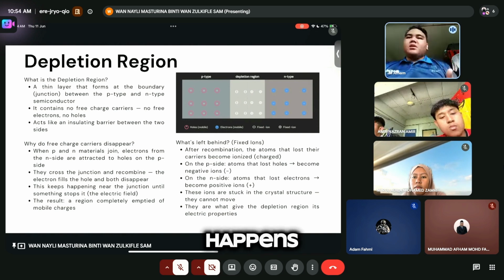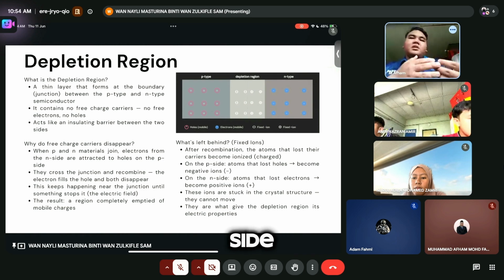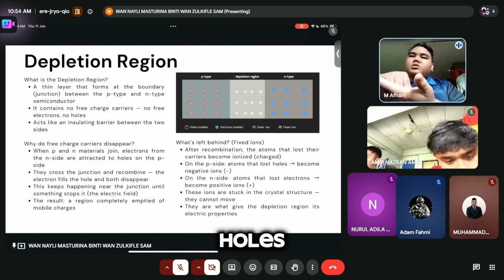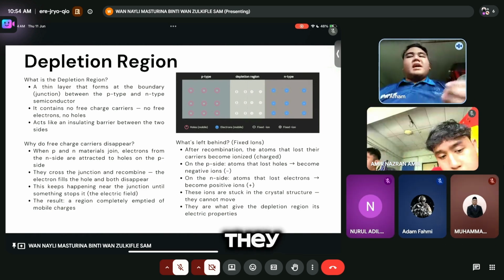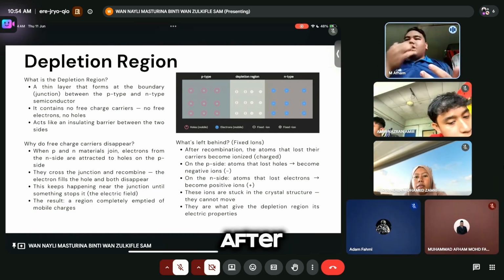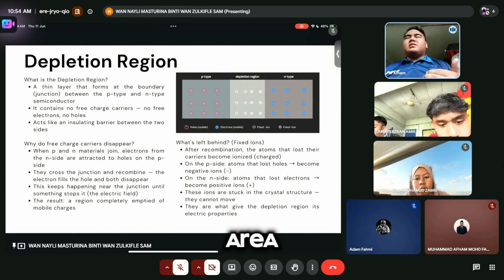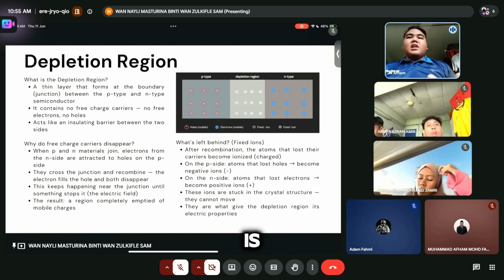This happens because when the two materials meet, electrons from the N side cross over and fill in the holes on the P side. They cancel each other out, and this is what we call recombination. After enough recombination occurs near the junction, that area is left with no free carriers at all. But something is still left behind.